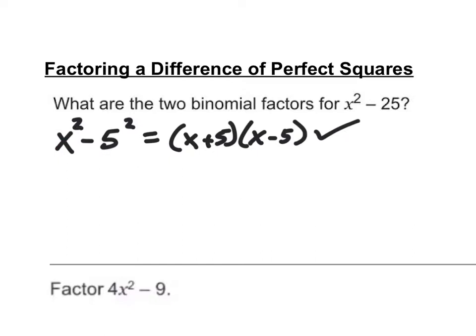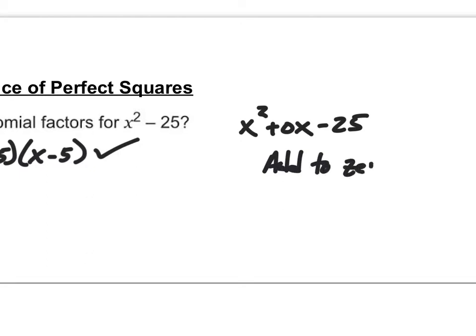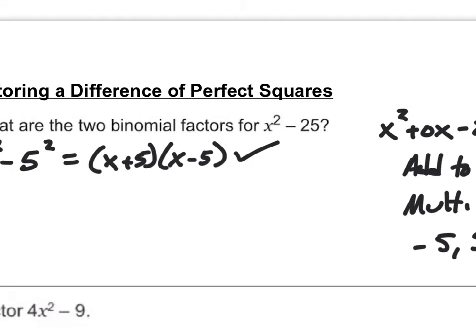Okay, and you could even rewrite this and ask yourself that question that we had: if I have x squared plus 0x minus 25, what two numbers add to 0 but multiply to negative 25? That would be negative 5 and positive 5. Those two numbers will add to 0, but they multiply to negative 25, and that's how I factored it over here. That's all you really need to do.